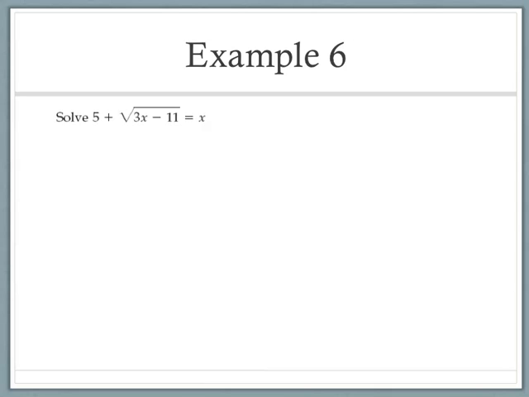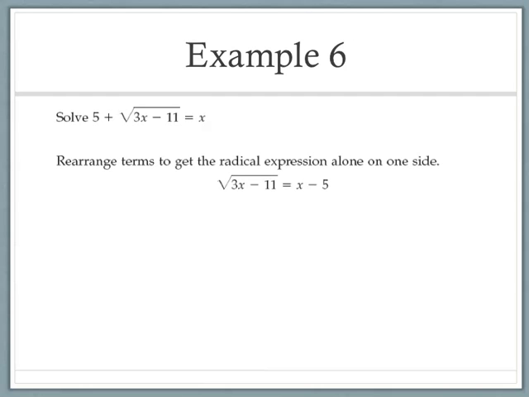5 plus the square root of 3x minus 11 is equal to x. Now the first thing I'm going to do is get the square root by itself before I do anything else. So I will go ahead and subtract the 5 over to the other side. So now I have the square root of 3x minus 11 equals x minus 5. Now I can square both sides.